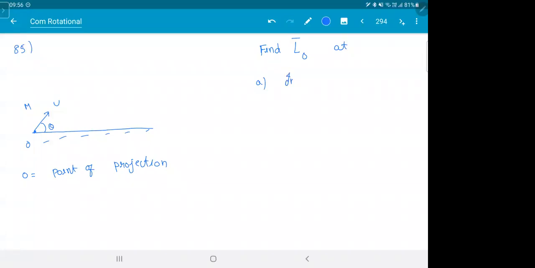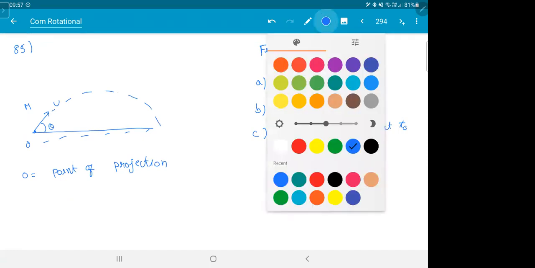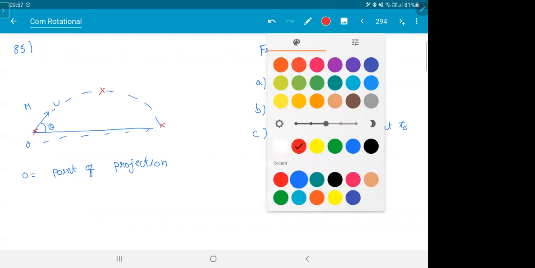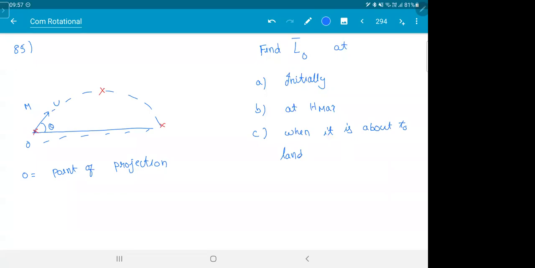Initially, meaning at the point of projection; at h max, when the particle is at the maximum height; third, when it is landing on the ground, when it is about to land. Are you getting it? Three different scenarios. So the particle is flying like this. I want you to find the angular momentum here, here, here. When it is leaving, when it is at the h max, when it is falling on the ground. Gravity is there, basic projectile motion. Try, I'll give you 2 minutes.